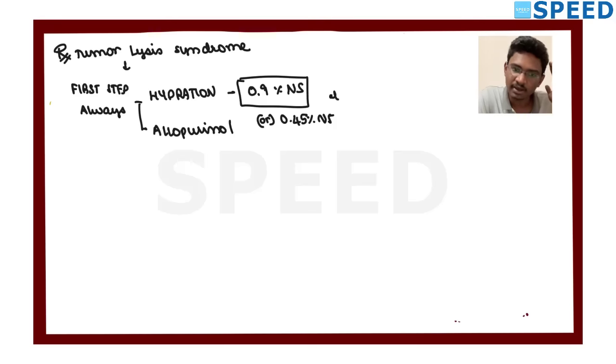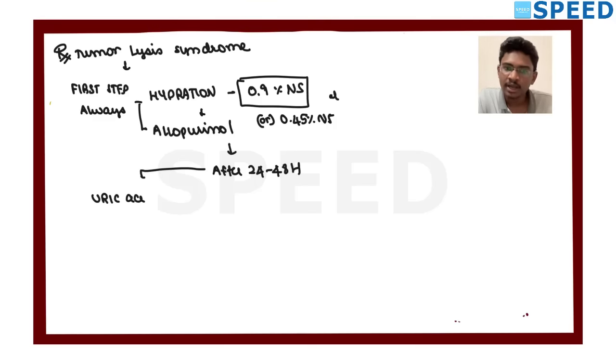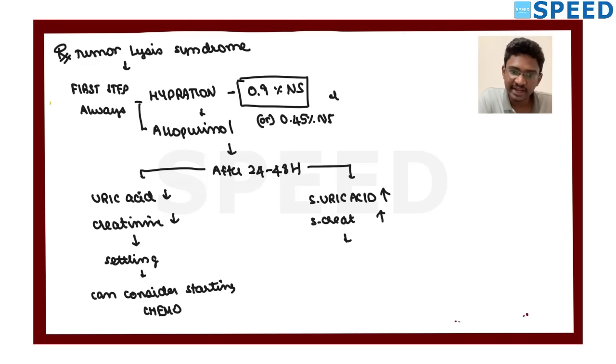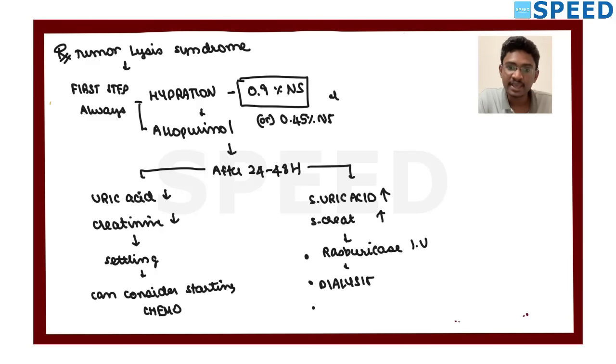Immediate treatment will be hydration with lots and lots of saline, 0.9% NS, along with allopurinol, and you will be measuring uric acid and potassium sequentially. If uric acid and potassium decrease to some safe range, then you can consider starting chemotherapy again, or else you should always wait for it to stabilize. If it is not stabilizing at all, if uric acid is high and serum potassium is high even after correction, it's better to start dialysis immediately, hemodialysis, along with rasburicase, urate oxidase enzymes, to decrease the uric acid levels. This should be started immediately.